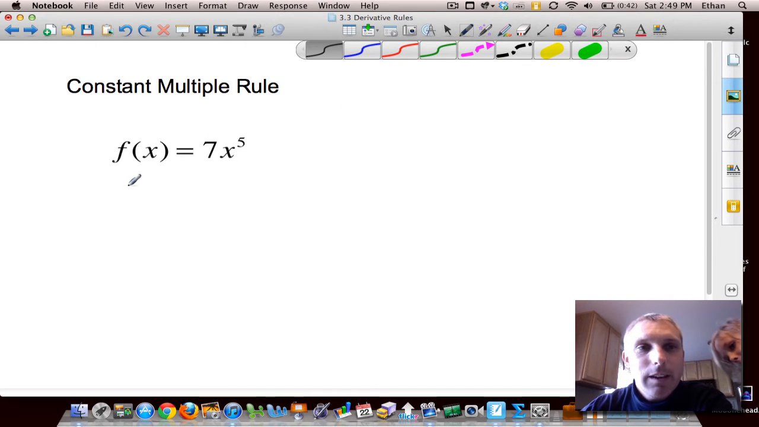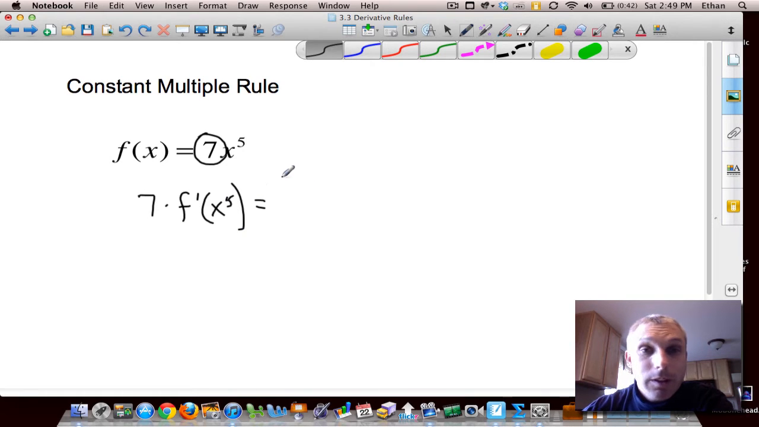Constant multiple rule. This is kind of a combination of some rules here. What this one states is that if you have a constant out front, you can just separate that, take the derivative of the other piece, and then multiply. For example, I can take the 7 times the derivative of x to the 5th, which we know now, because of the power rule, is 5x to the 4th, which gives me a nice, neat 35x to the 4th.